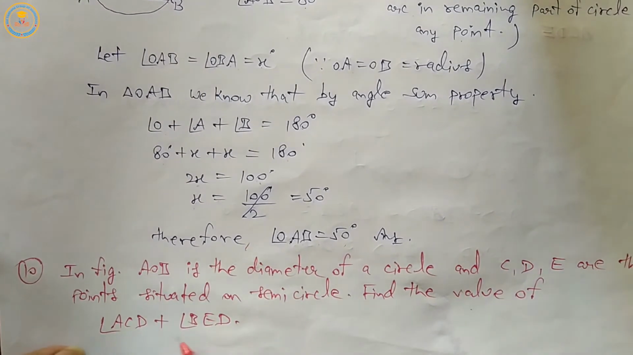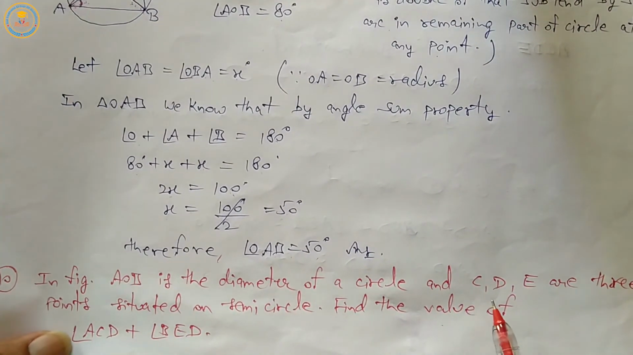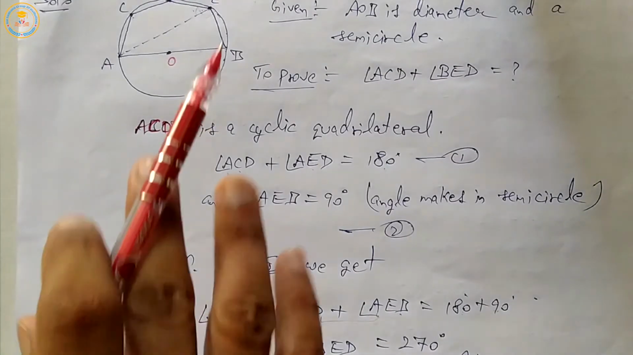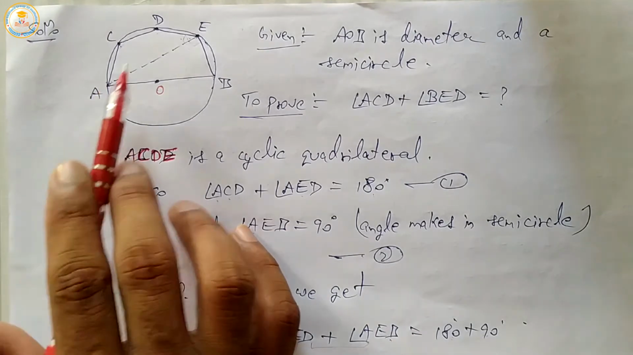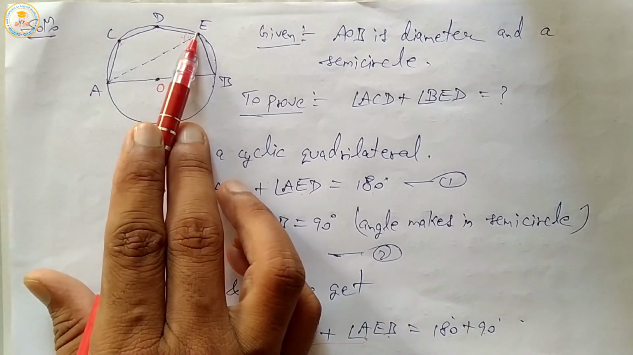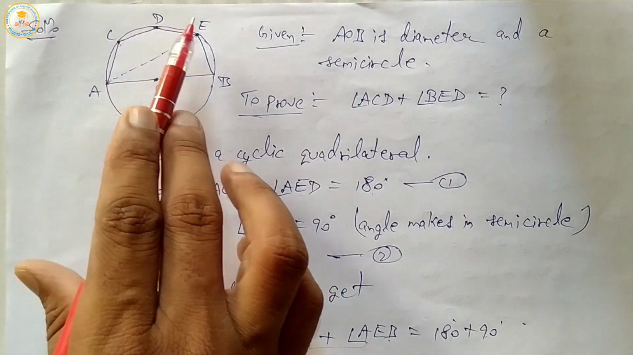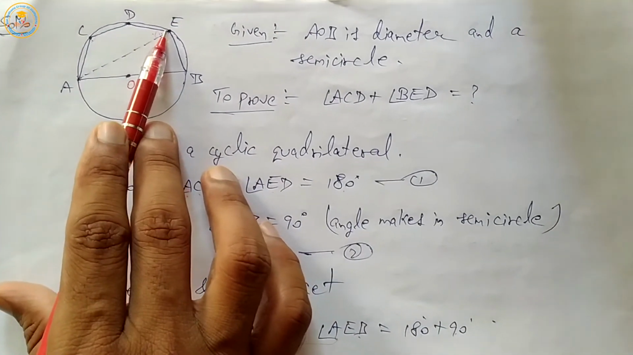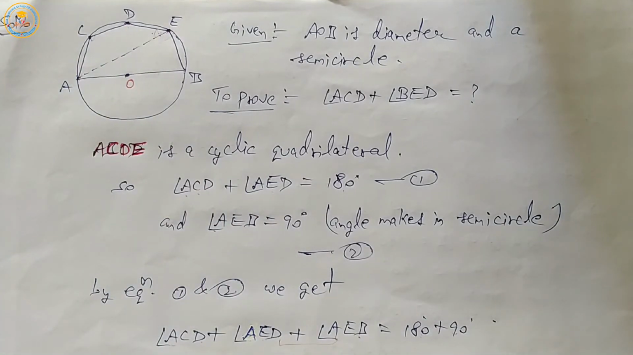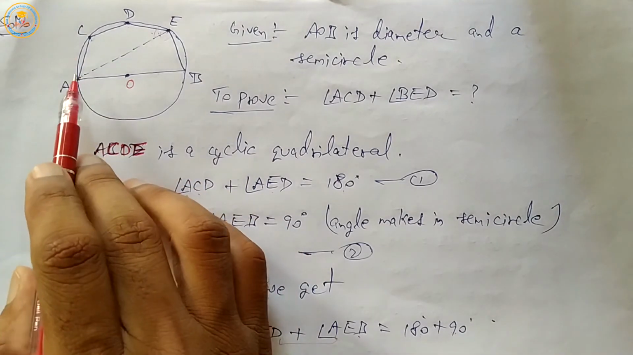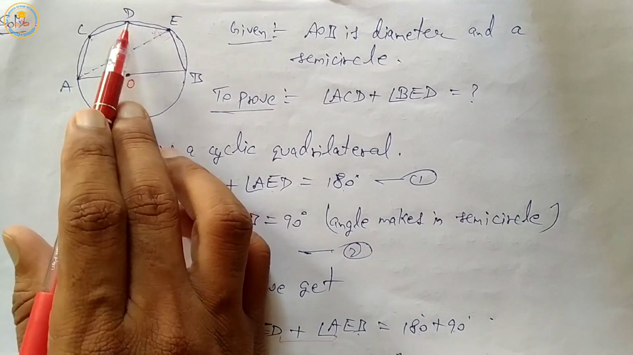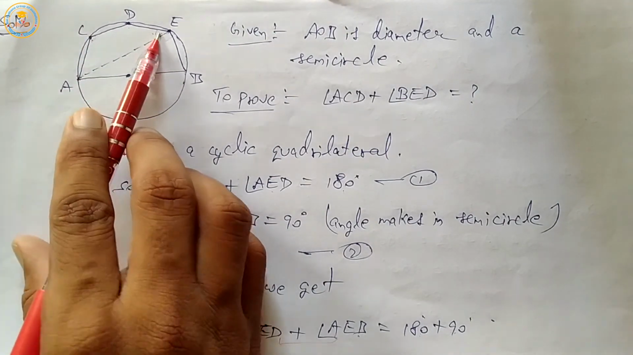Again the calculation part. AOB is the diameter, C, D and E are 3 points situated on a semicircle. So this diagram is given. First we join A to E. Now ACDE is a cyclic quadrilateral, and in a cyclic quadrilateral we know that the sum of opposite angles is 180 degrees. Here in cyclic quadrilateral ACDE, A and D are opposite, C and E are opposite.